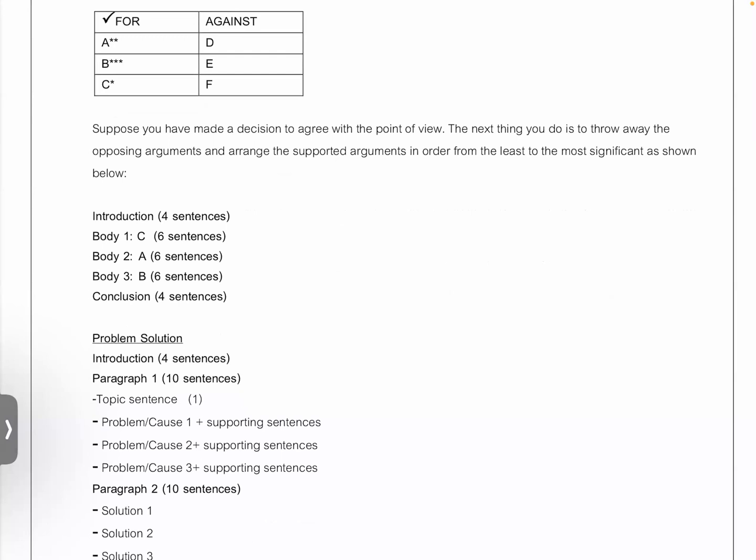Okay, so your paragraph will look like this. You have an introduction, and then you begin with ideas C, A, and B. But what is the order? I recommend that you arrange your ideas in ascending order in terms of importance. So you begin with the least important idea, and then you progress to a more important idea, and the most important idea will be the last idea that you will discuss in your body paragraph.